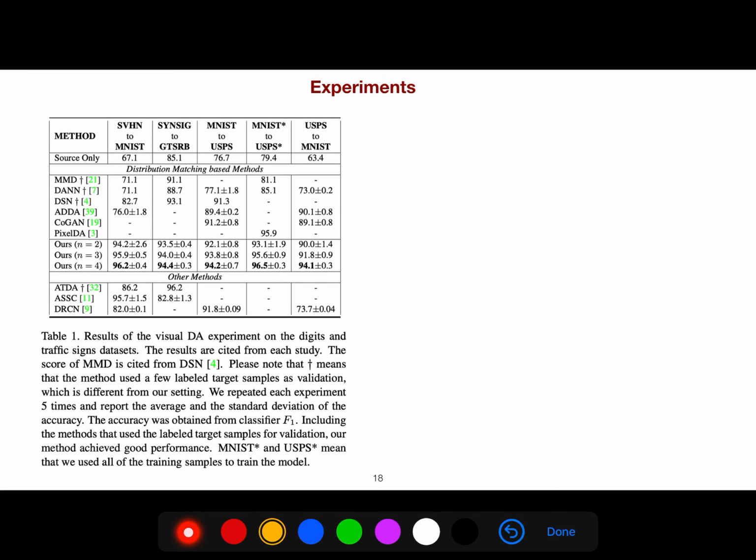So for experiments, if your source is street view house numbers and then we go to MNIST data, you have 67% if it is only source. But in our approach, we have 96%, which shows that this method works very well.